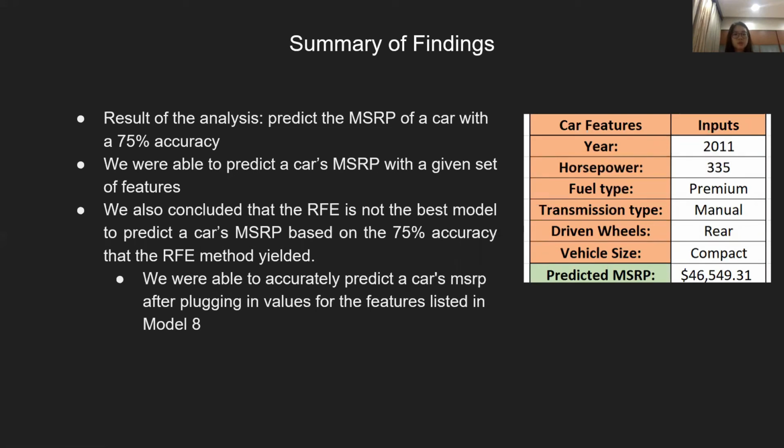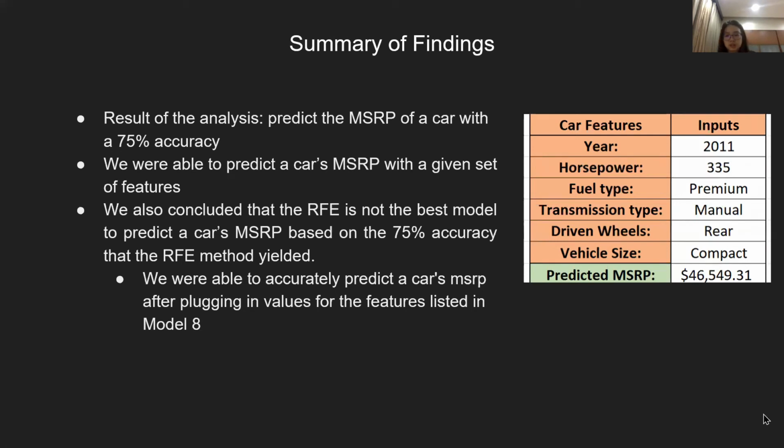For our analysis, we were able to predict a car's MSRP with a given set of features. We also concluded that the RFE is not the best model to predict a car's MSRP based on the 75% accuracy that the RFE method yielded. We were able to accurately predict a car's MSRP after plugging in values for the features listed in Model 8. And on the right side, we have the values that we plugged in.